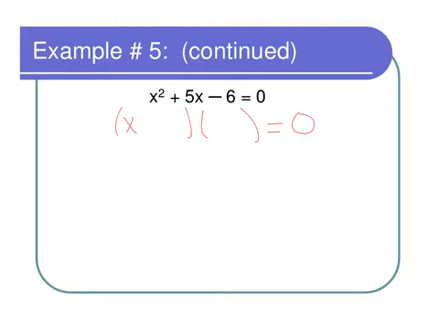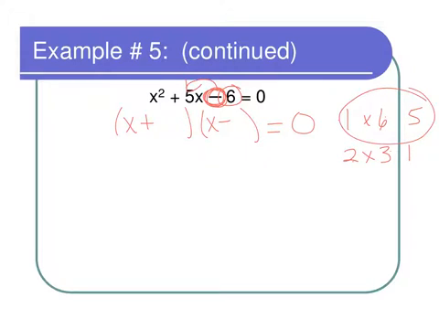So first of all, I have the variable x. This is negative, so one's plus, one's minus. I'm looking for factors of 6, which is 1 times 6 and 2 times 3. And because this is a minus sign, they have to have a difference of 5. 6 minus 1 is 5. 3 minus 2 is 1. So I need this term right here. Since the 5 is positive, my bigger factor goes with the positive.